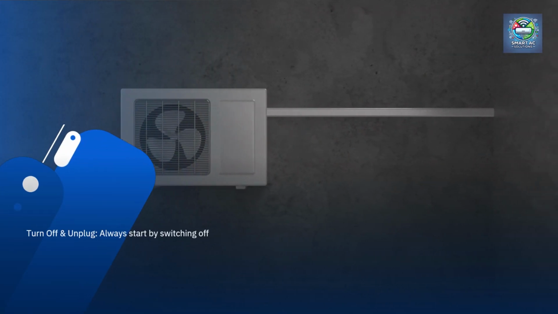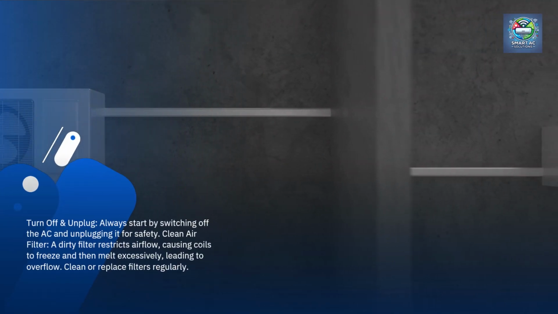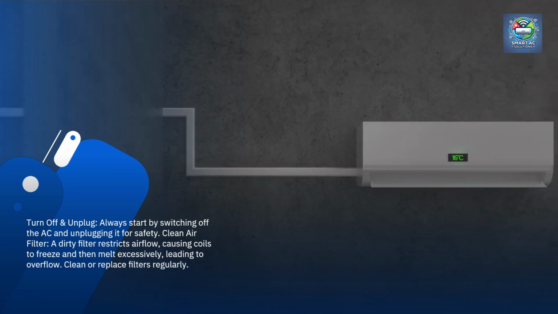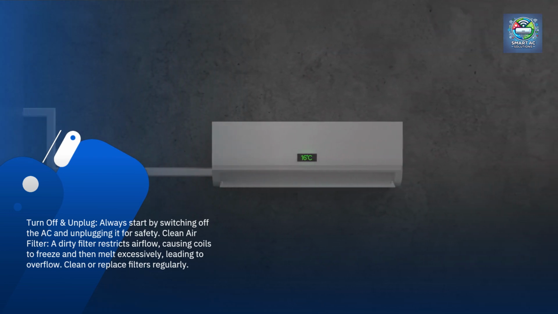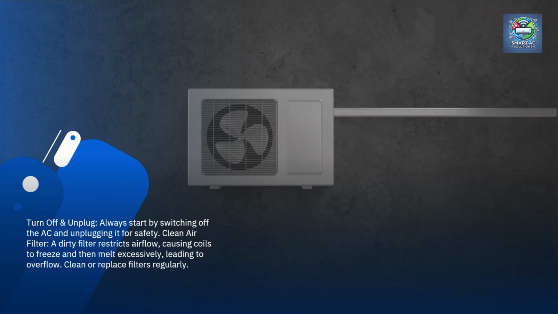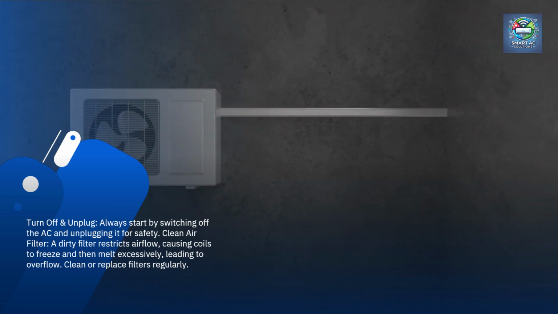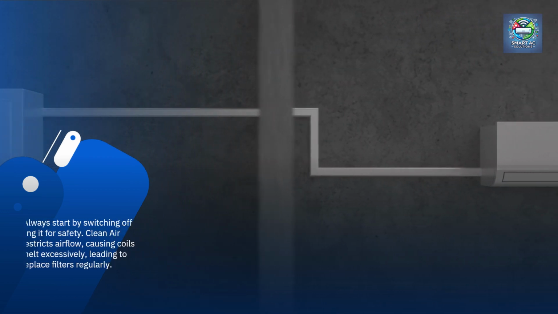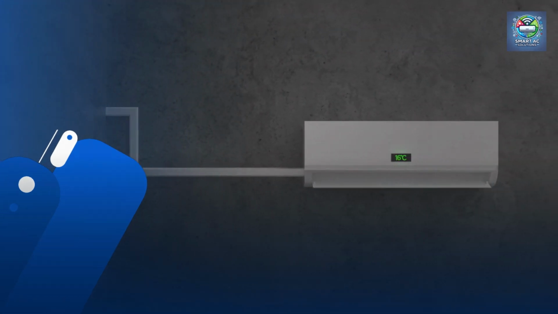Turn off and unplug. Always start by switching off the AC and unplugging it for safety. Clean air filter. A dirty filter restricts airflow, causing coils to freeze and then melt excessively, leading to overflow. Clean or replace filters regularly.